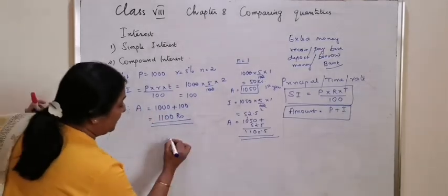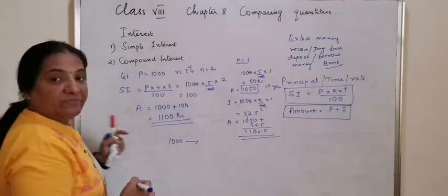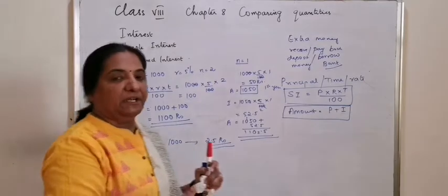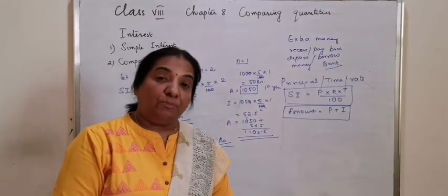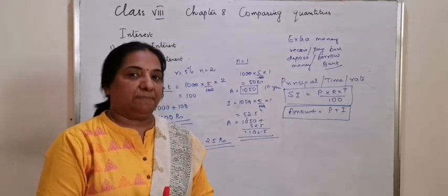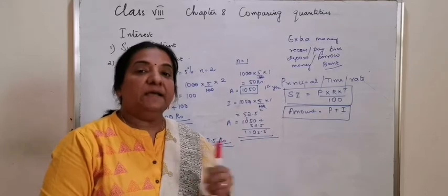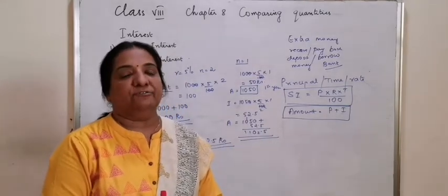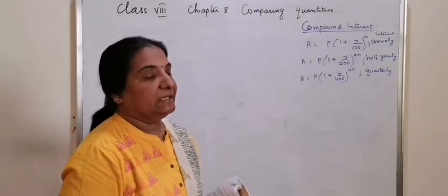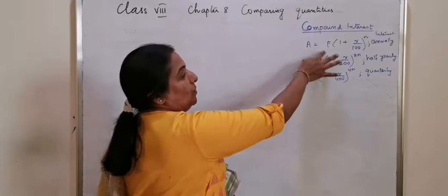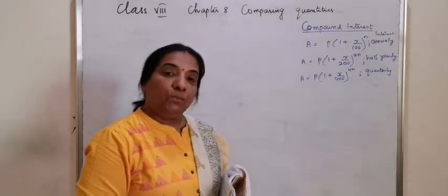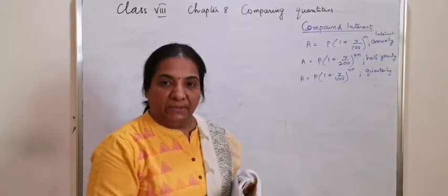So for such a small amount of 1000 rupees, there is an increase of 2.5 rupees for a period of 2 years. Thus, compound interest makes a difference by changing the principal after every year, or the principal gets increased after every year. Compound interest is calculated using the formula amount is equal to P into 1 plus r by 100 to the power of n when the interest is calculated annually.